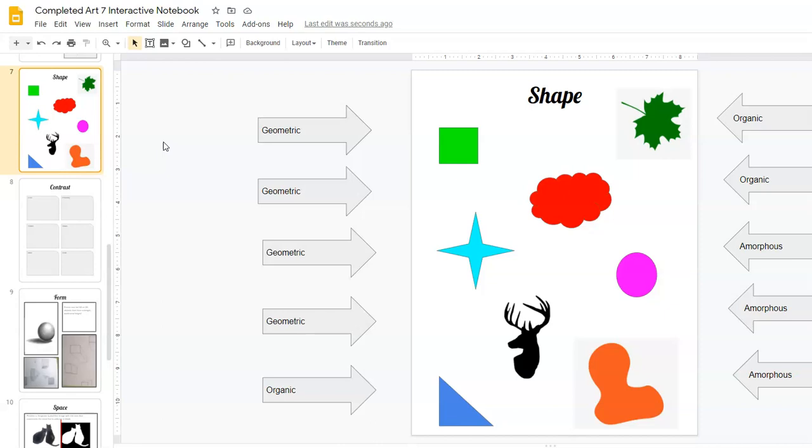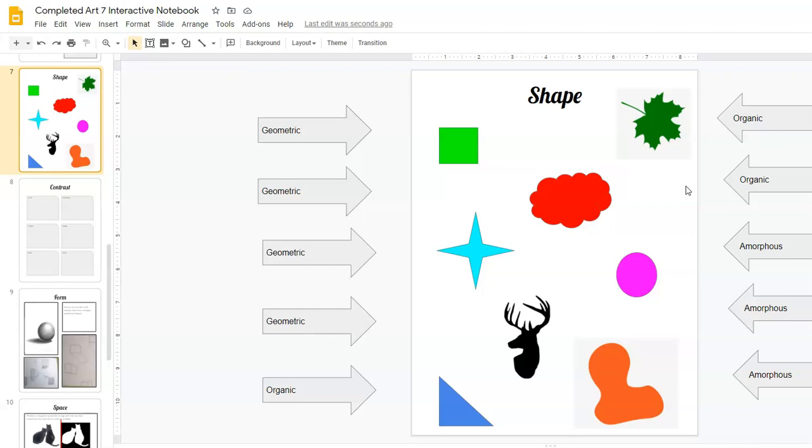Anyways, today we are going to talk about shape and we are going to talk about contrast. So let's start with shape. There are two main categories of shape. You can either have geometric shapes or you can have freeform shapes. And within freeform, you can have an organic shape or an amorphous shape.